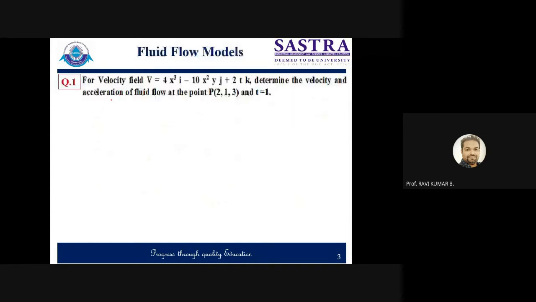So if we take the first problem, here's the first problem. For the velocity field, this equation is given. Determine the velocity and acceleration of the fluid flow at the point. The point is given as (2, 1, 3) and t is equal to 1. So can any one of you tell me which type of flow it is?